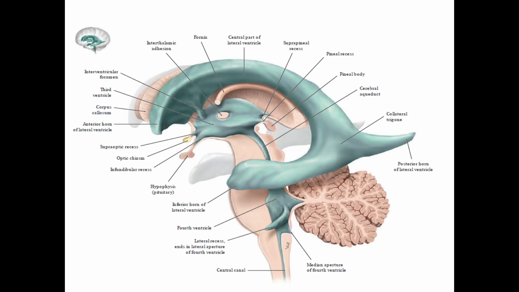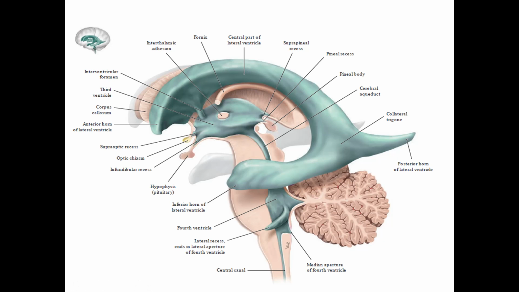This is a normal picture of the ventricles of the brain. As we know, there are spaces inside the brain which are called ventricles. There are four ventricles in the brain. Two are the lateral ventricles. Here in this picture you are seeing the sagittal view of the ventricles. Then comes the third ventricle and then the fourth ventricle.